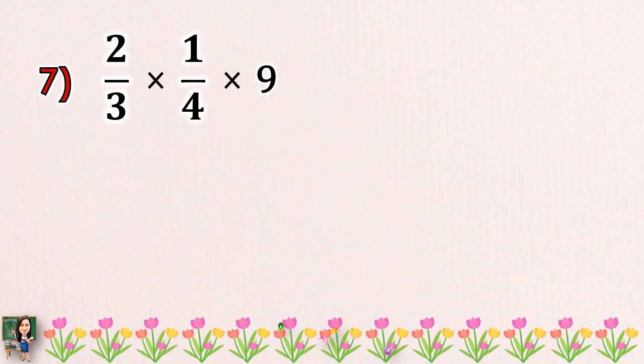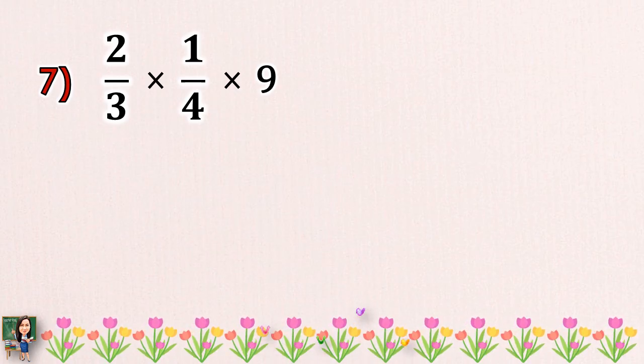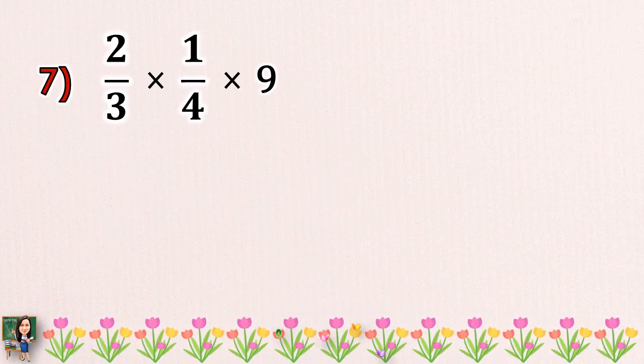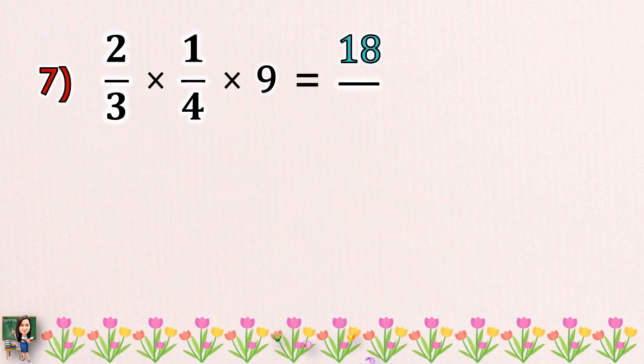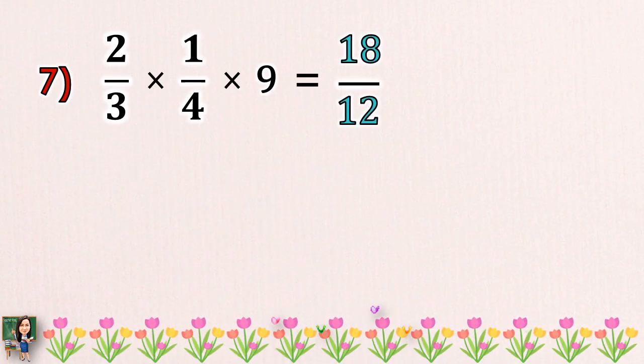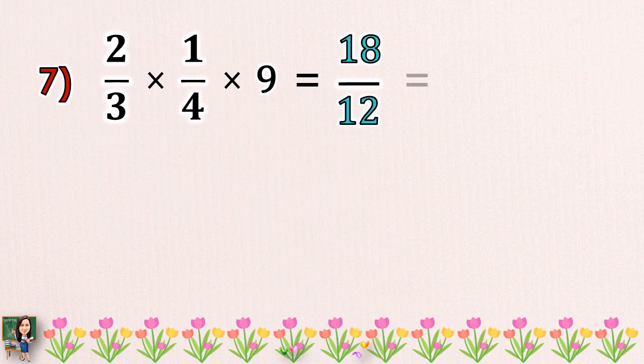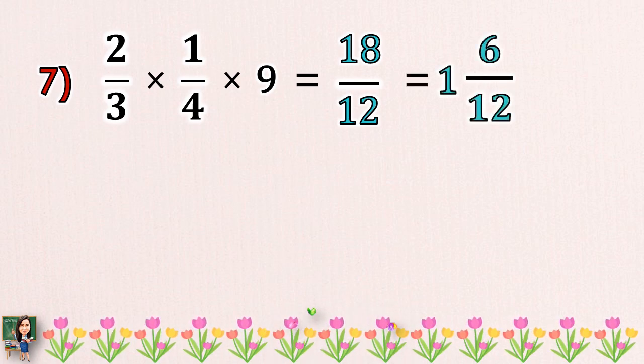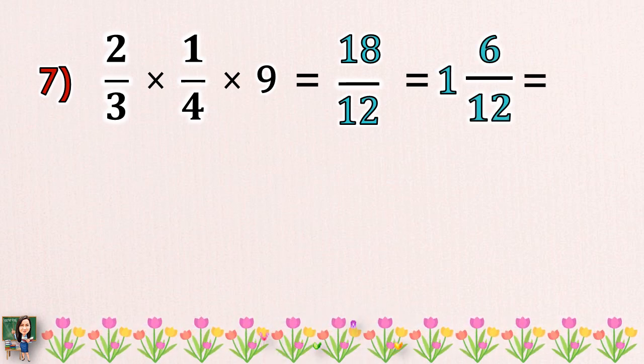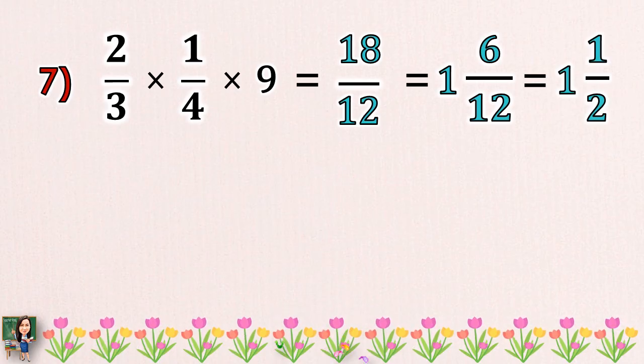Number 7. 2/3 times 1/4 times 9 equals 2 times 1 times 9 equals 18. 3 times 4 equals 12. So this is an improper fraction. Change to a mixed number. 18 divided by 12 equals 1 and 6/12. And the lowest term is 1 and 1/2.